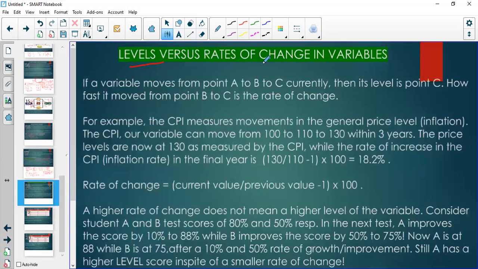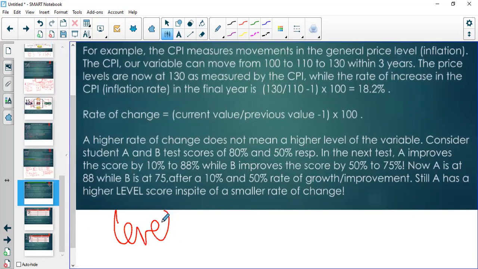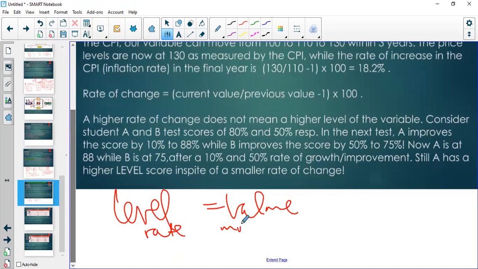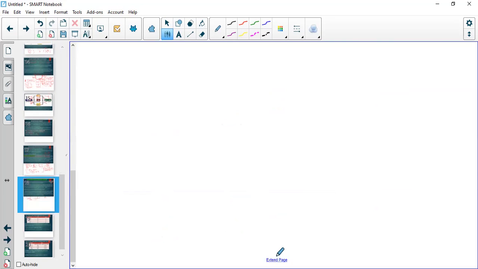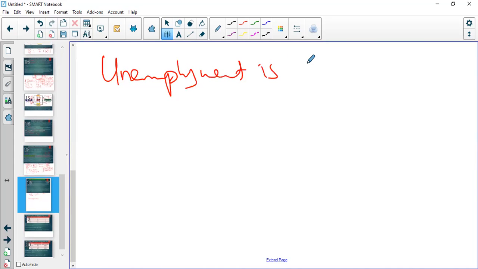Now we come to levels versus rates. A level is a balance. A rate is a movement. So you can have an inflation level which is at 100. There was this premier from Limpopo. I think that's a premier from Limpopo. People laughed at his statement, but I think you as economists wouldn't laugh at that, would you? Because what does he say? Unemployment, this is what the premier said, is increasing.